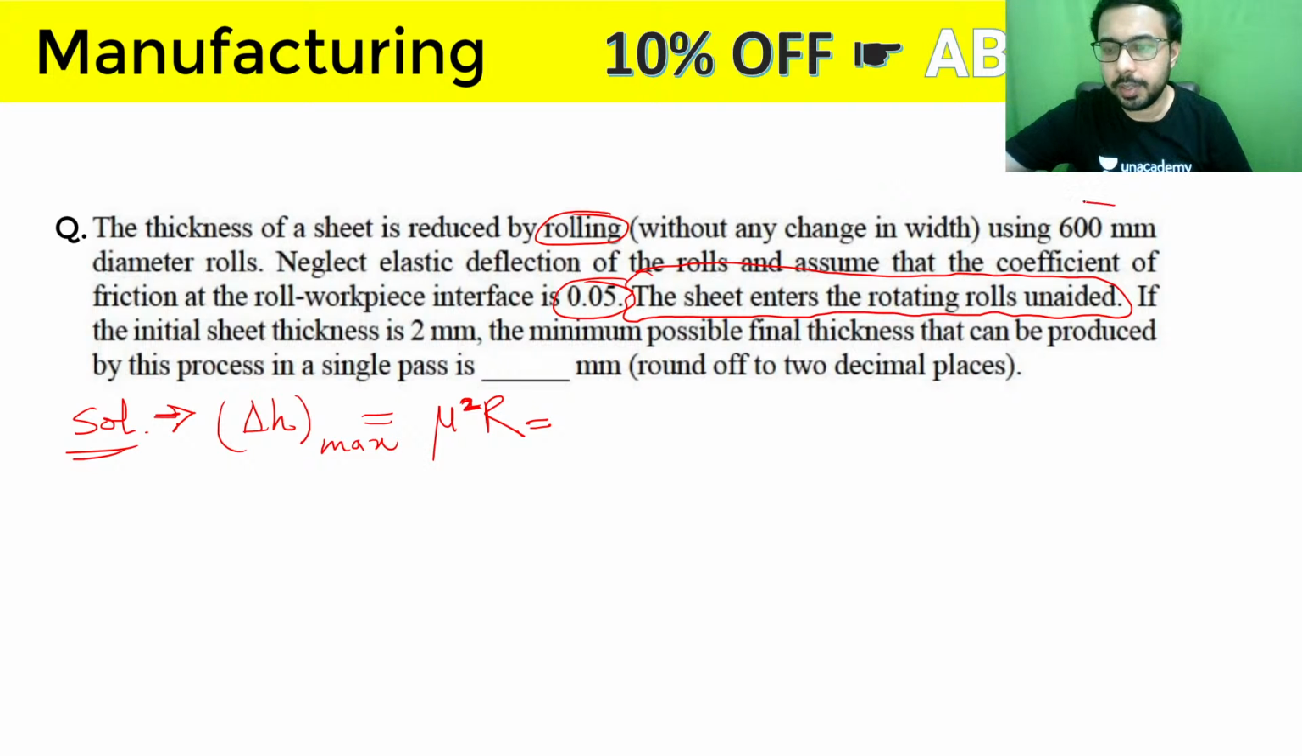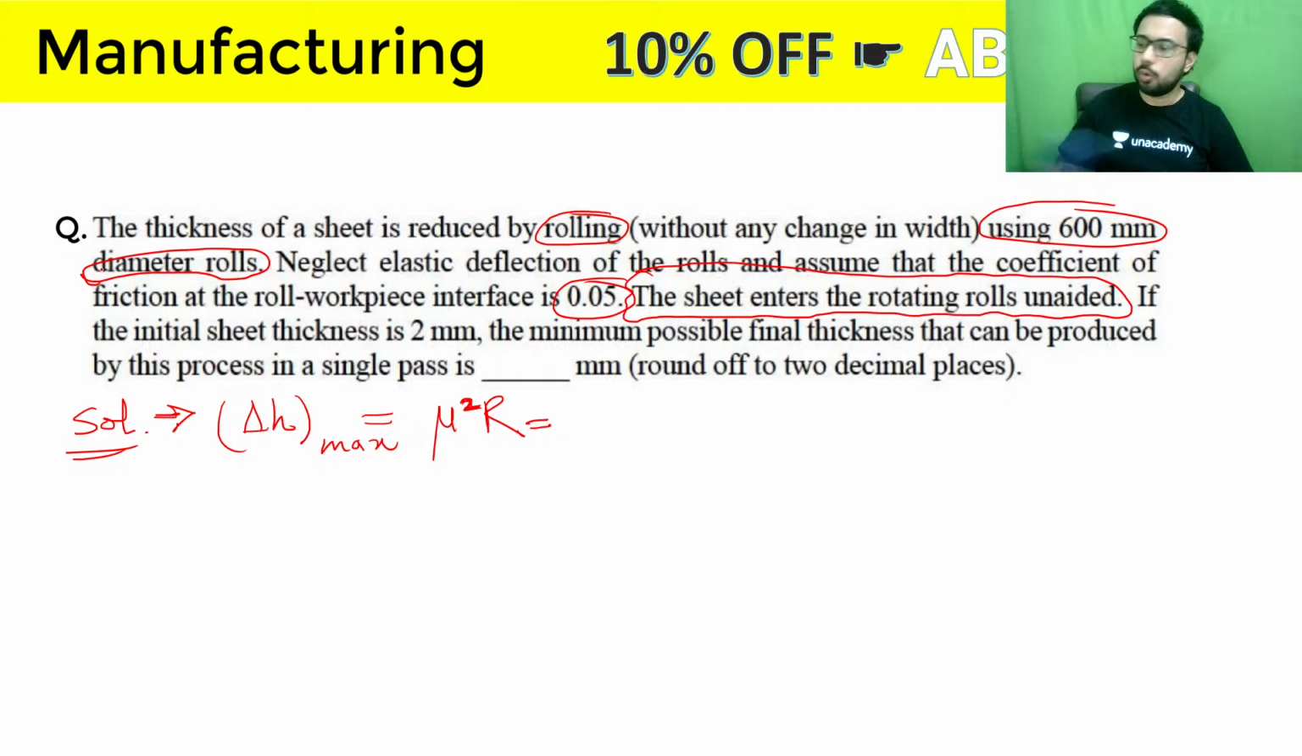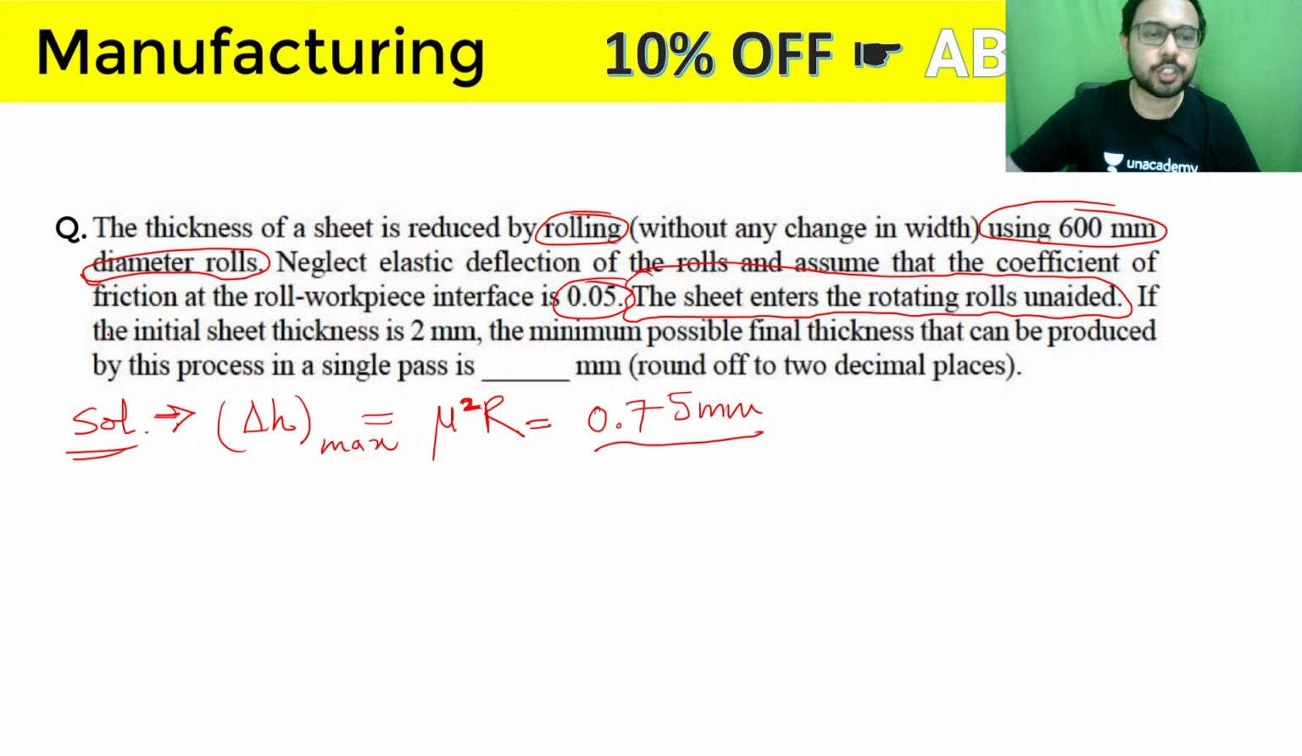Always when you are doing this question, see whether the diameter is given or the radius is given, and do accordingly. Don't just blindly take the diameter, because sometimes the radius can be given, and if the radius is given, then just put in the radius value accordingly, and see for yourself that you are not just assuming things without reading the question. So I think this will be quite simple, and this is coming out as 0.75. 0.75 mm is the maximum possible draft, or maximum possible reduction, that is occurring.